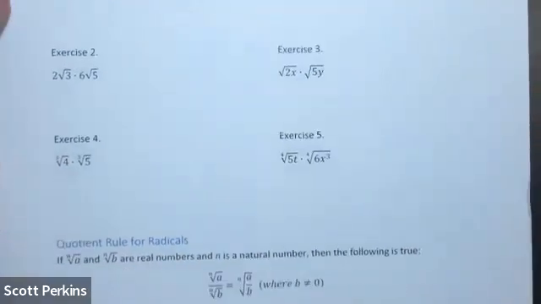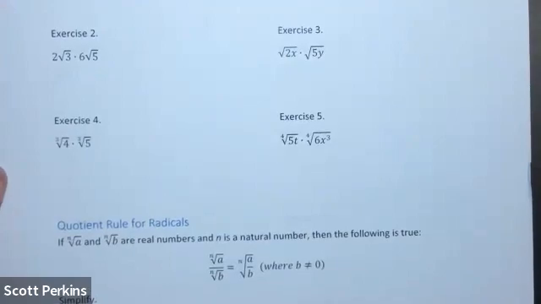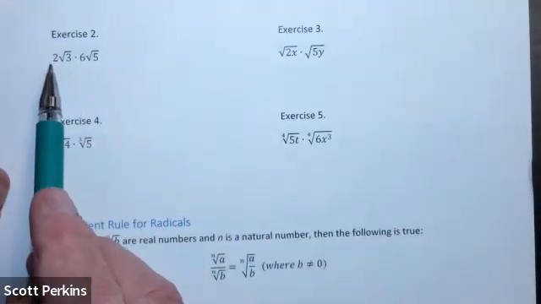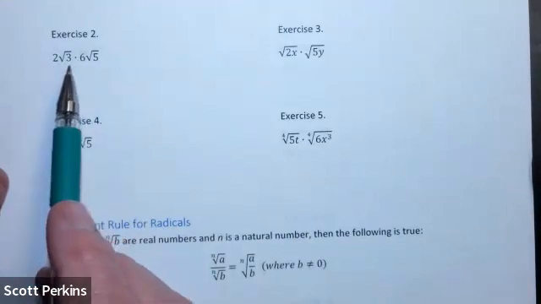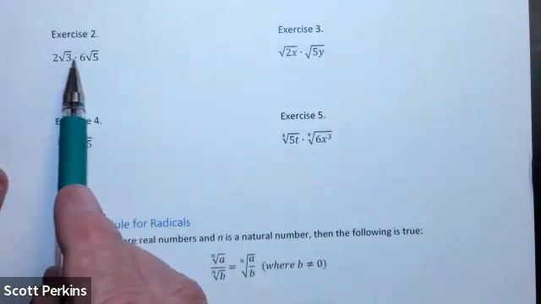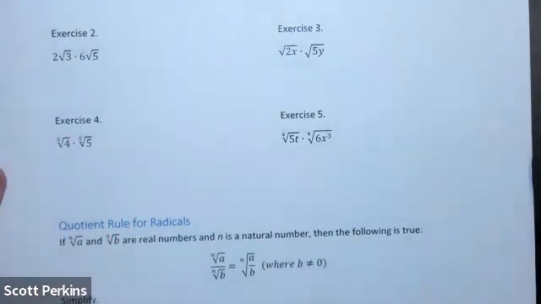The purpose of exercise 2 is just to familiarize ourselves with the idea that if stuff is outside the radical, I can multiply those things times each other, and then if stuff's under the radical, I can multiply those things times each other. So go ahead and give exercise 2 a try. See what you come up with.